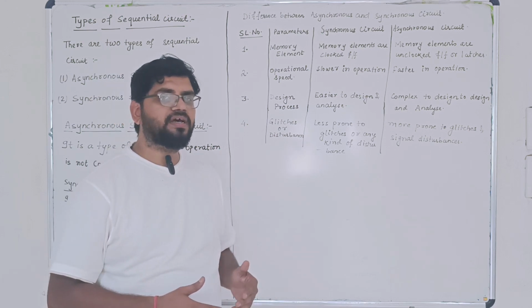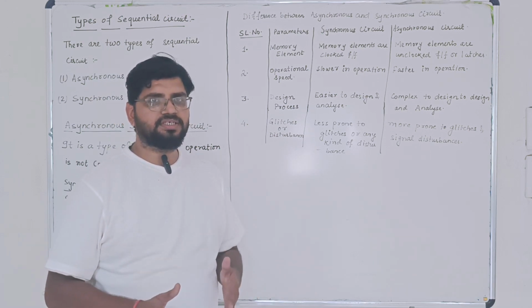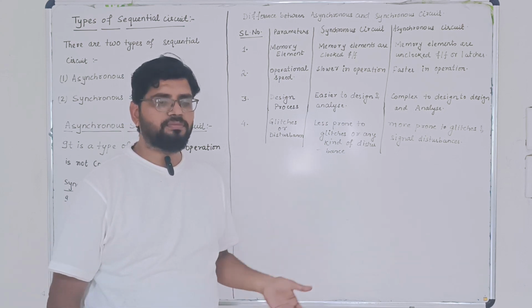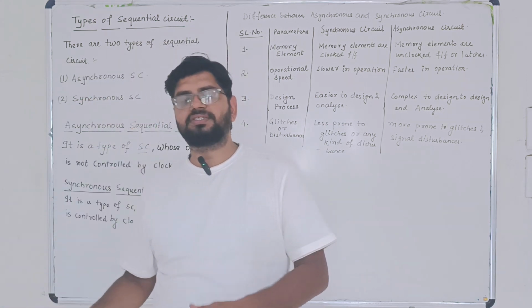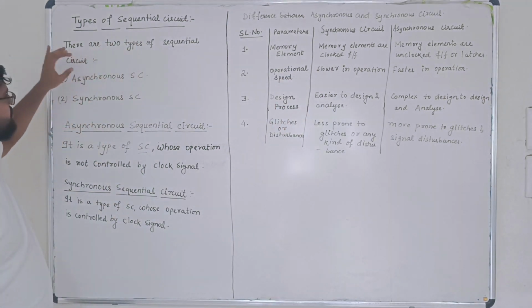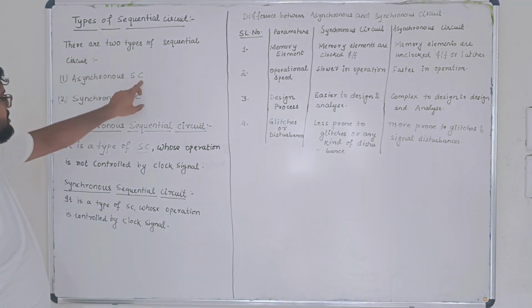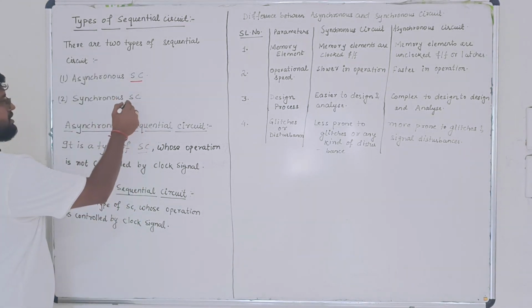In the last class I gave the introduction to sequential circuits and their differences from combinational circuits. In today's class we'll learn about the various types of sequential circuit. There are two types: one is asynchronous sequential circuit, and the other is synchronous sequential circuit. SC means sequential circuit.